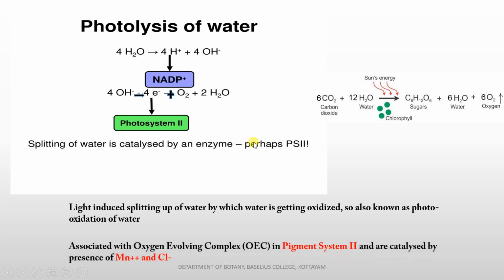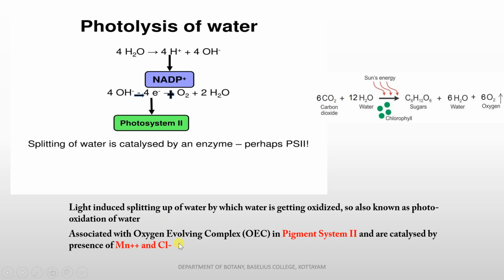And one more important thing regarding photolysis. Photolysis is associated with the oxygen evolving complex in pigment system 2, and it is catalyzed by the presence of manganese and chloride ions. So the presence of manganese and chloride ions is essential for the smooth conduct of photolysis of water. So remember these points. The presence of manganese and chloride ions is very much needed for photolysis of water, and in addition to that, an unknown strong oxidant Z is also supposed to be involved in photolysis.